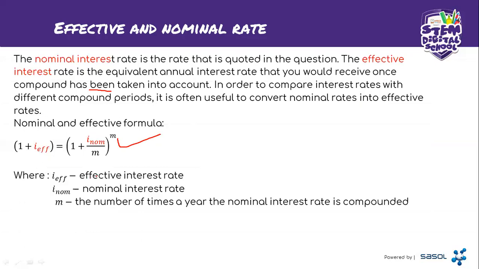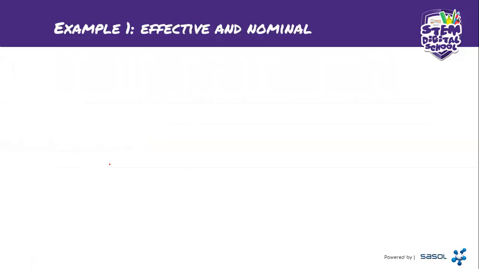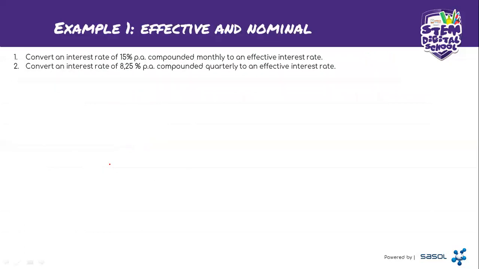Okay, and then of course I with EFF is for effective interest rate, and then I with NOM is nominal rate. M is the number of times a year the nominal interest rate is compounded. Now this M does not stand for number of years, but it stands for compound period. The compound period, not number of years. Then you're going to be learning that when you are dealing with the questions.